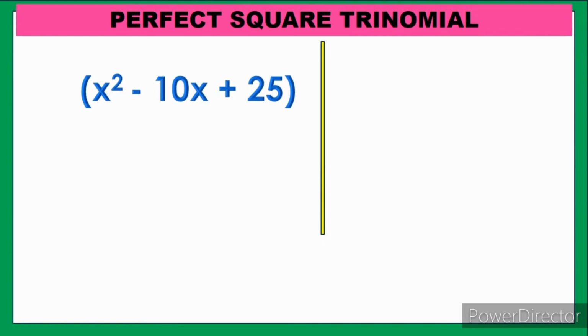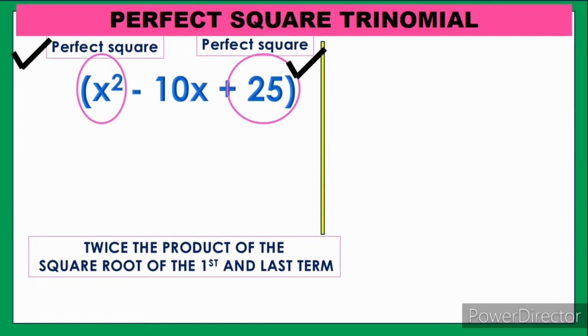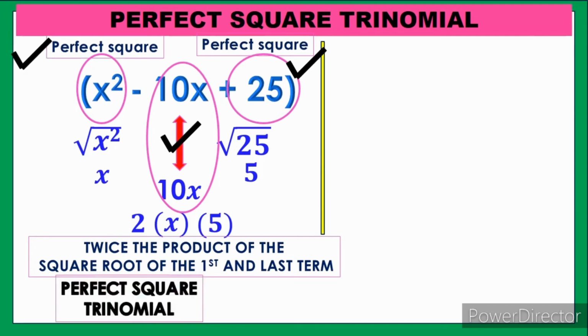Okay, so let us check. First term, x squared, is a perfect square. Correct. Then 25, which is the last term, is a perfect square. Correct. How about the middle term? Okay, let's find out. We're going to take twice the product of the square root of the first and the last term. So the square root of x squared is x. The square root of 25 is 5. Twice means 2 times. 2 times x times 5 is equal to 10x. Okay, so therefore the middle term is correct. Therefore, this trinomial is a perfect square trinomial.